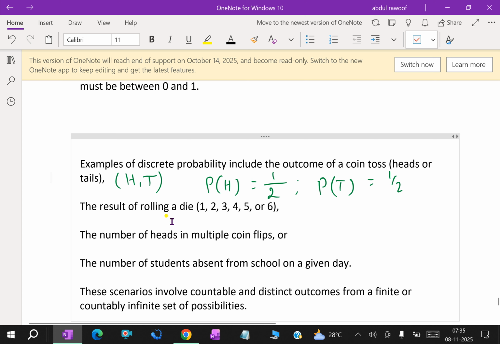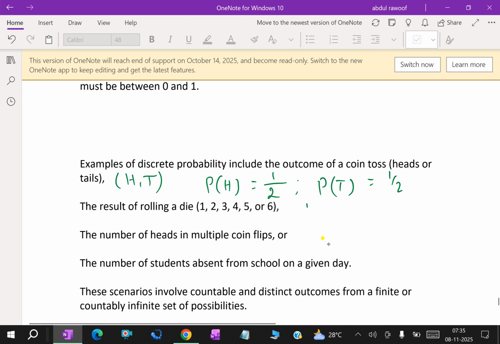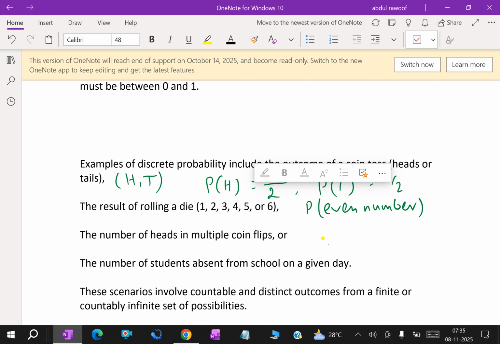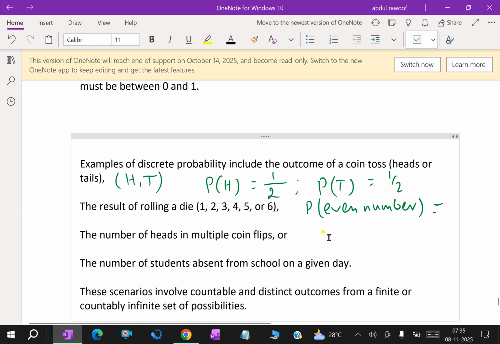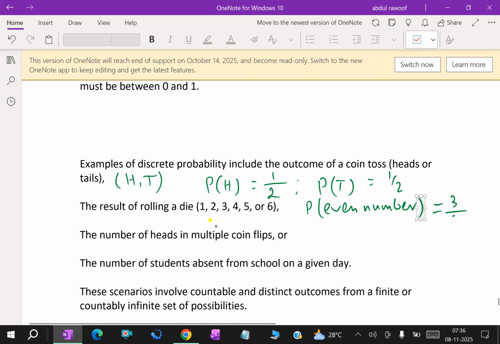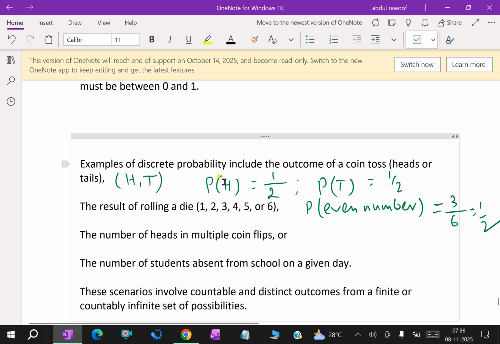The rolling of a die, that is, a 6-face die, the outcomes are 1, 2, 3, 4, 5, 6. Suppose we ask the probability of getting an even number among these outcomes. How many even numbers are there here? 2, 4, 6. So there are 3 even numbers out of 6 outcomes, and the probability is half.